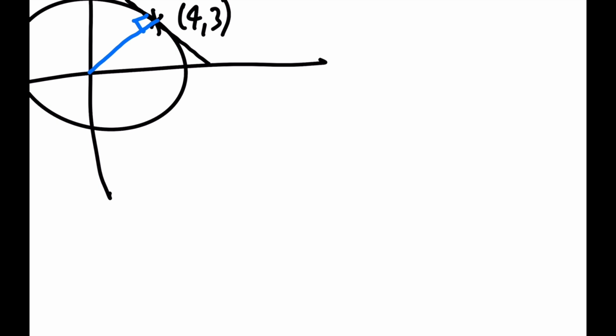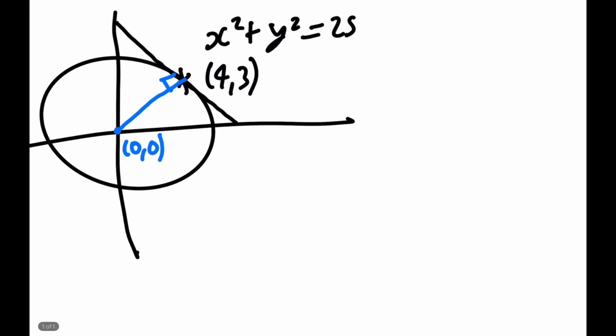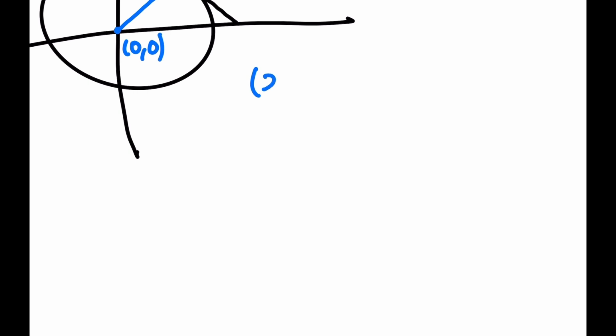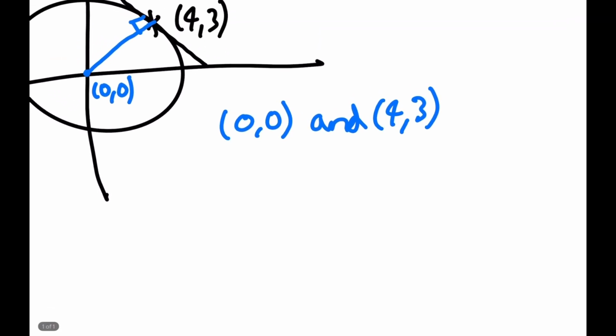So we have 2 points. We have 0, 0, because we know it's the origin, because a and b are 0 in the equation of the circle. And we know the other point is 4, 3. So we have 2 points, 0, 0 and 4, 3. And how would we find the tangent to the circle? So how would we find the gradient of the radius first of all?